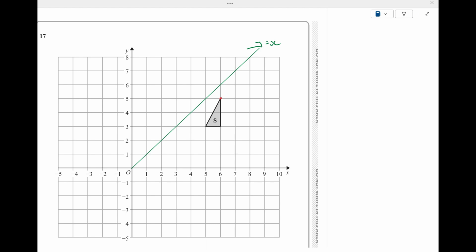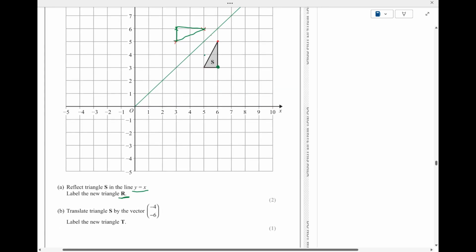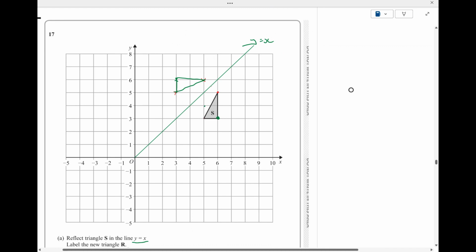So this one, count half to the line, half the other side. This one, one diagonal, one diagonal. That's one diagonal, one diagonal. And then this last point, the green one, one diagonal, half a diagonal, half a diagonal, one diagonal. There we go. That is the reflection. And it says label the new triangle R. Now you should really use a ruler, shouldn't you, to join up these points. So that looks a bit better. And this new triangle is called R.